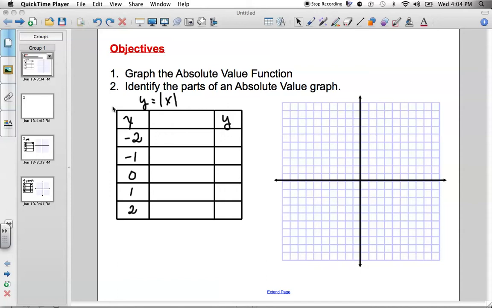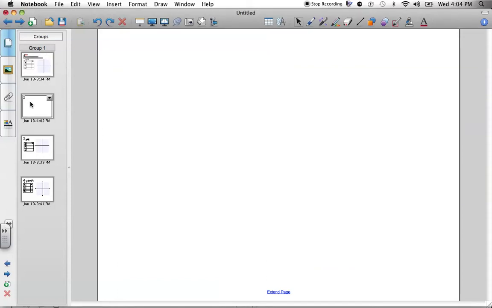Real quickly, absolute value means distance from 0. So if I give you something like the absolute value of -5, what that's really saying is, what is the distance between 0 and -5? That is 5 units. If I say what is the absolute value of 12, what's the distance between 0 and 12 on a number line? That is also 12. So absolute value will always be a positive number in and of itself.